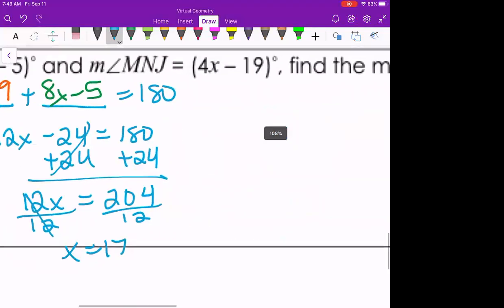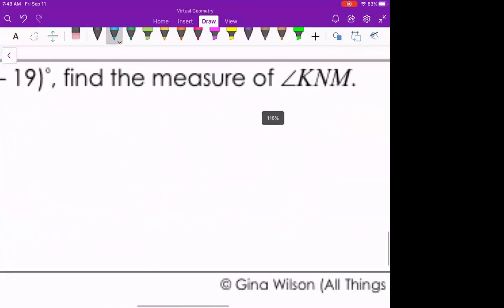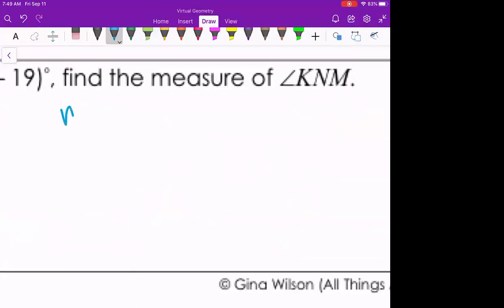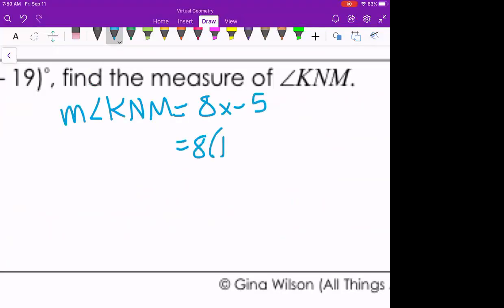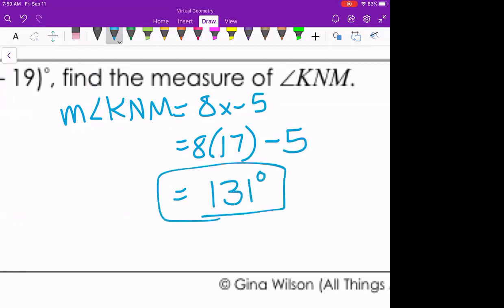Again, we're not done because it does want a specific measure. So the measure of angle KNM was the 8x minus 5. So now that I know what x is, I can replace it with the 17 and then take away 5 for a total of 131 degrees. And there is our final.